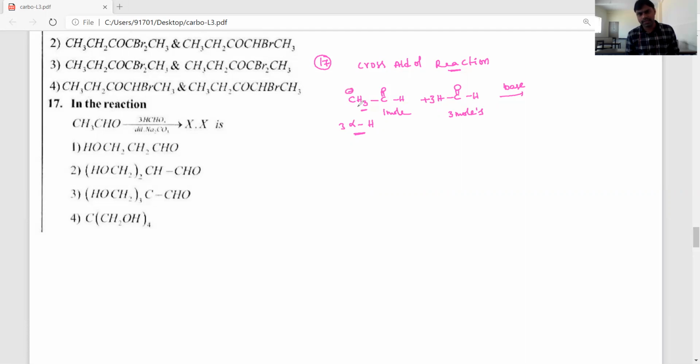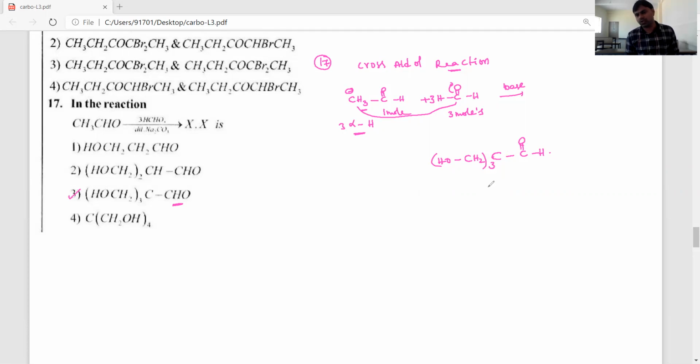Those 3 moles mean the negative charge will be replaced. It becomes CH2OH. This compound is (CH2OH)3C-CHO. That is the final product. So (CH2OH)3CCHO means the answer is the third option.